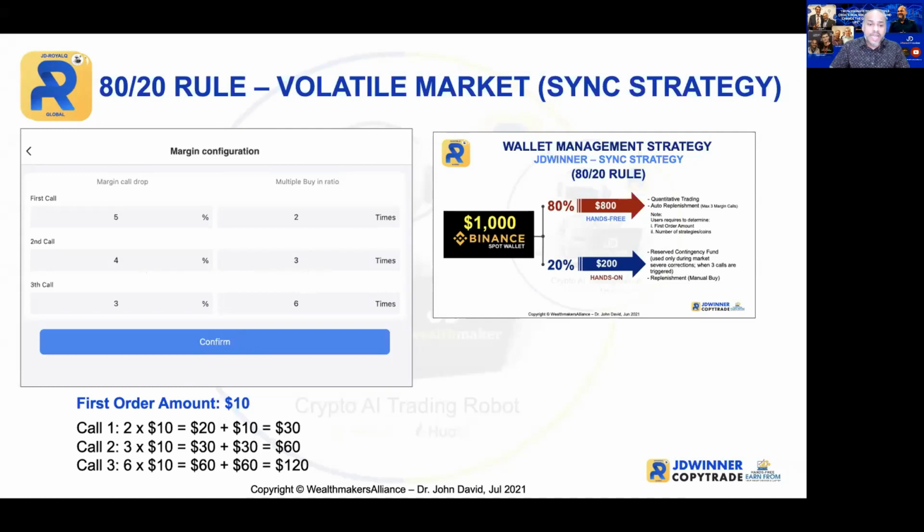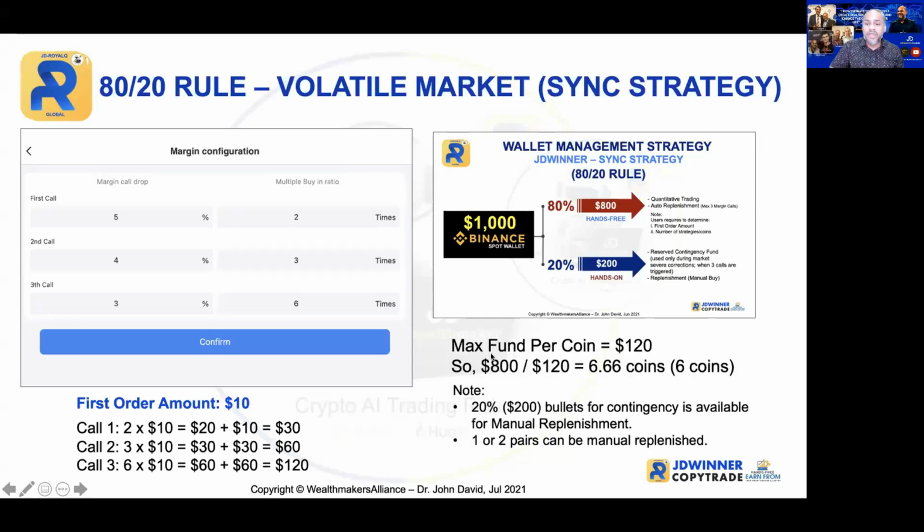Now, thereafter, if the market further corrects and hits my third level at about multiply by 6. So 6 times 10, that will be $60. Now 60 plus my earlier 60, that will be 120. That's all. So anyone who is coming into JDWINNER Strategy needs a maximum of $120 only for 1 coin. Can you see that? Now, if you use the default strategy, you will need to cough out close to about $600 for 1 coin.